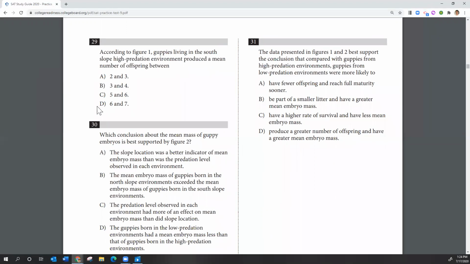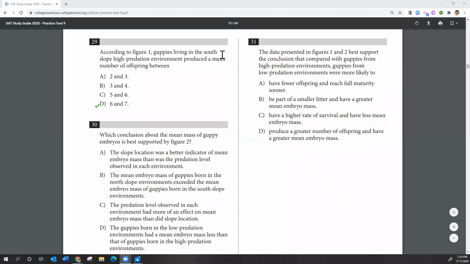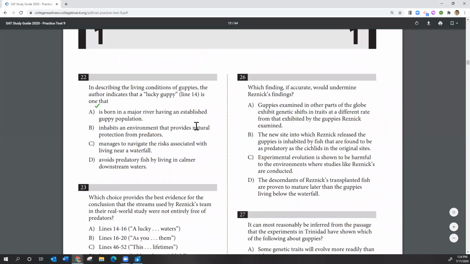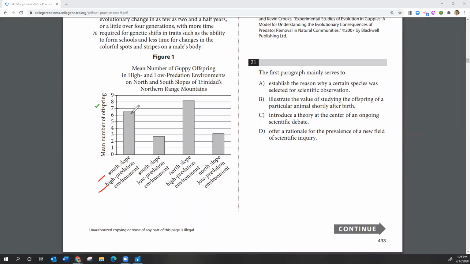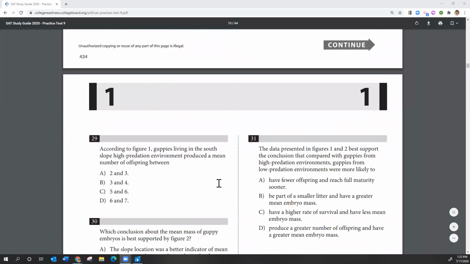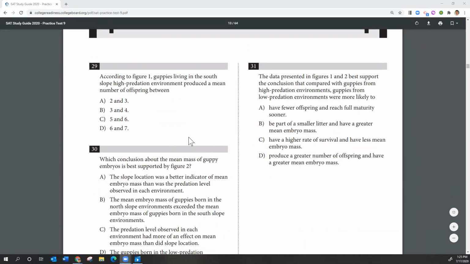So 29, it's a very literal read of the graph. We can see here that if we go back to the graph, the guppies living in the south produced a mean offspring. So we need south high predator, and we just basically need to find out where that is. If we go here, south high predator, we can see right away that we are right about 6.5. And so we get that one pretty simply. I hope that's a question that most of you can get, and really I would just use it as a review to just really anticipate one question that's a very basic read of the graph.